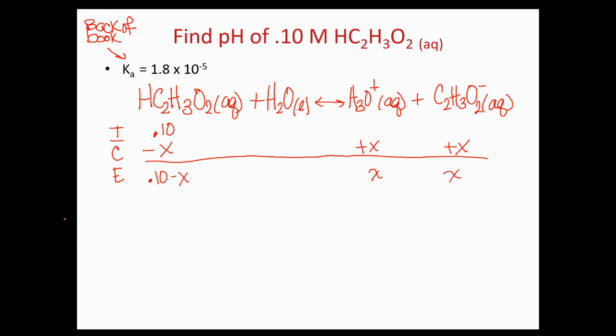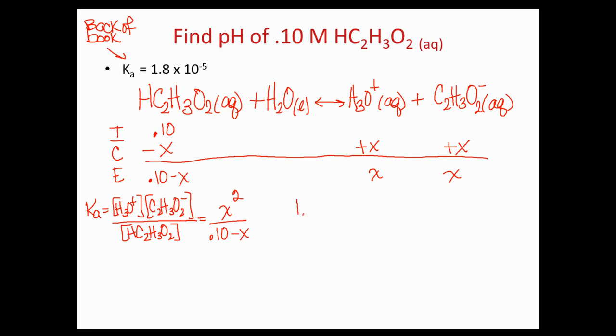So 0.10 minus x, x, and x. Okay, so our Ka expression, H3O plus times acetate. Since we're always losing one proton at a time, the ratio is 1:1 on these, so that makes it easy. So there aren't any squared terms. Then this will be x squared over 0.10 minus x. So setting it equal to our Ka, 1.8 times 10 to the negative 5 equals x squared over 0.10 minus x.